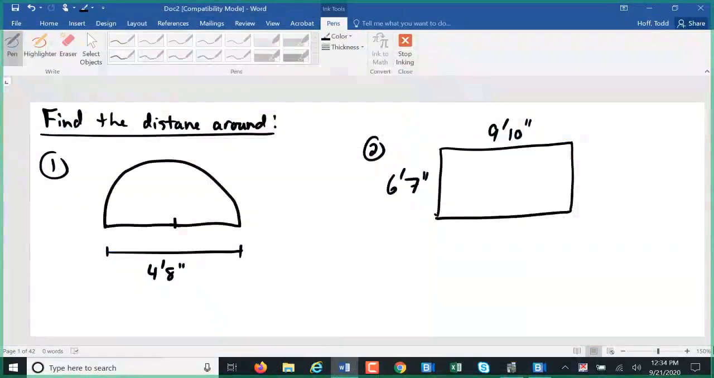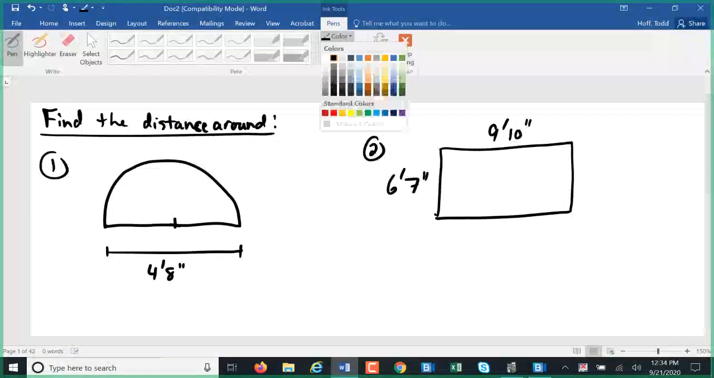Recording has started. Okay, you may not be totally done yet. Well, let's go ahead and take a look at these problems, see how you've done so far.